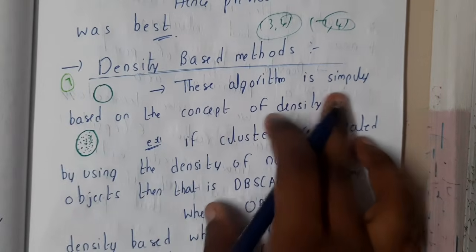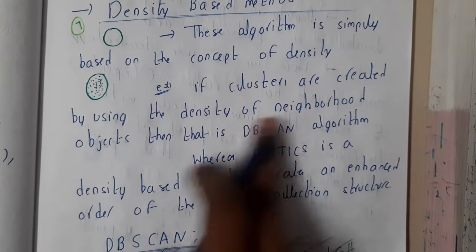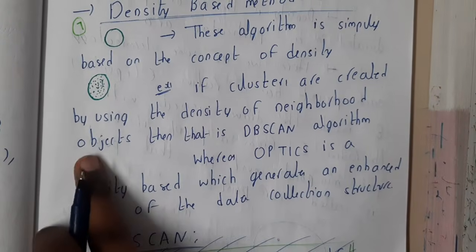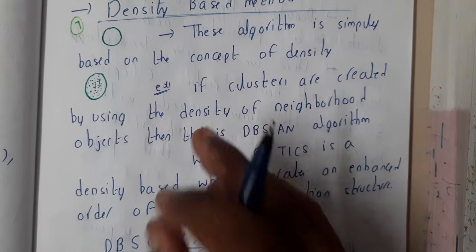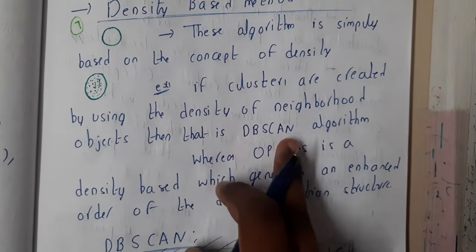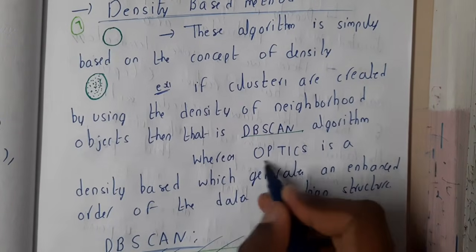Don't worry, okay? This algorithm is simply based on the concept of density. So if clusters are created by using the density of neighbor objects, then it is called DBSCAN. Basically, based on density, if we are building the clusters, that is DBSCAN. Whereas we have two methods, guys. Those are nothing but DBSCAN and OPTICS.